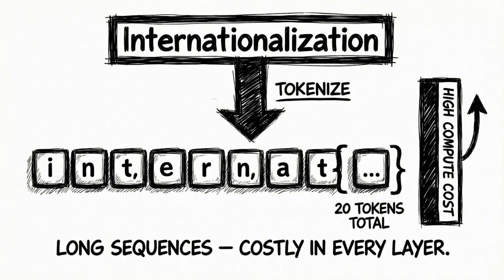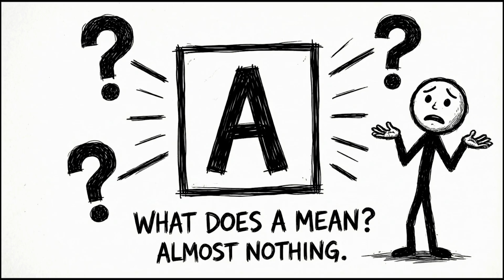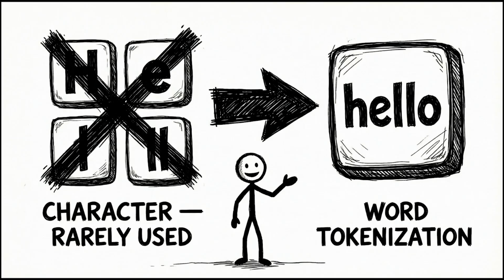But this simplicity comes at a cost. The word internationalization becomes more than 20 individual tokens. Longer sequences increase the computational cost in every transformer layer, which processes every token at every step. More importantly, individual characters carry almost no semantic information. The letter A tells the model almost nothing about meaning. The model will have to reconstruct entire concepts such as words, phrases, ideas from single letters, making training far harder. For these reasons, character tokenization is rarely used in modern language models.